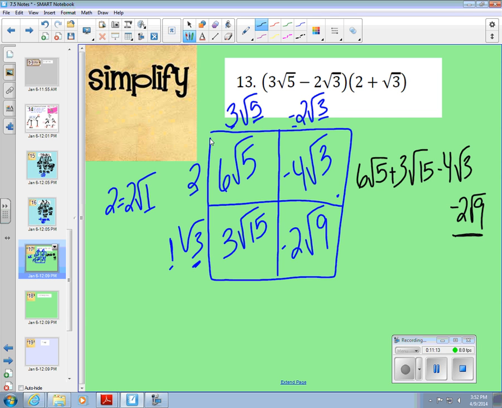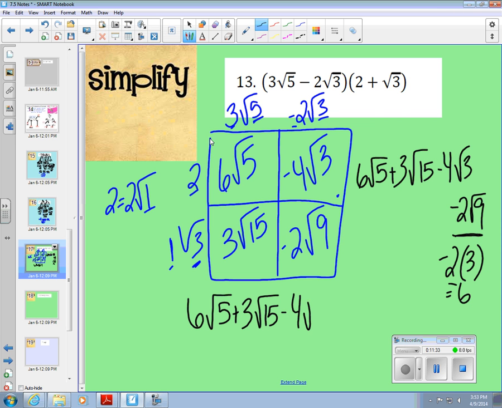But if you look at our fourth term here, we know that the square root of 9 is 3, so technically we have 2 times 3. So that's going to give us 6, or negative 6. A negative 2 times 3 is negative 6. So our finished product is going to look like 6 square root 5 plus 3 root 15 minus 4 root 3, and then we're subtracting 6, and that's going to be your answer.